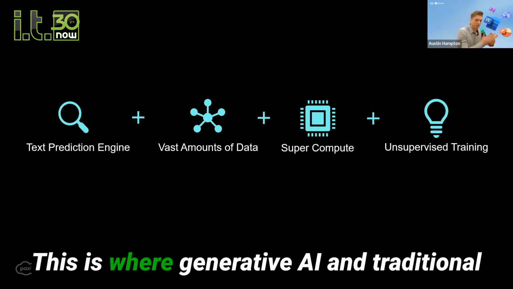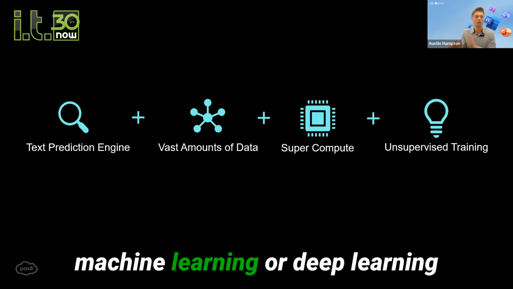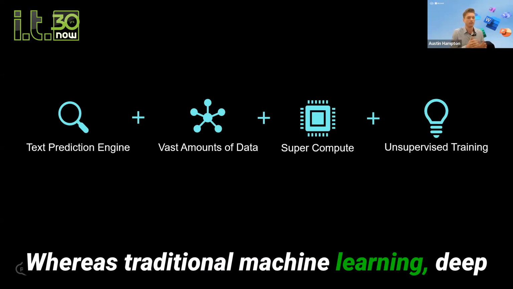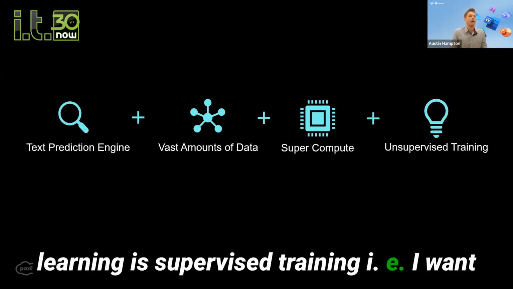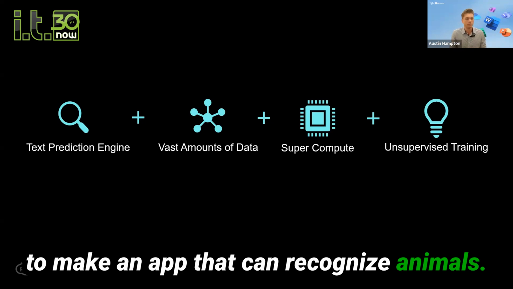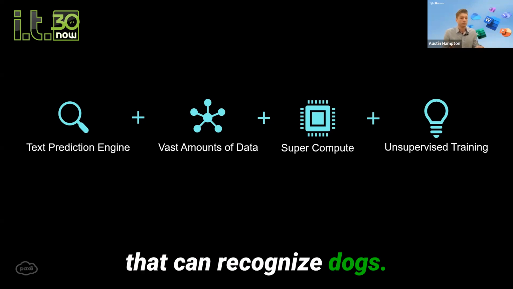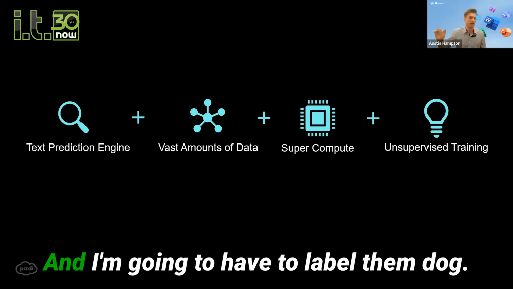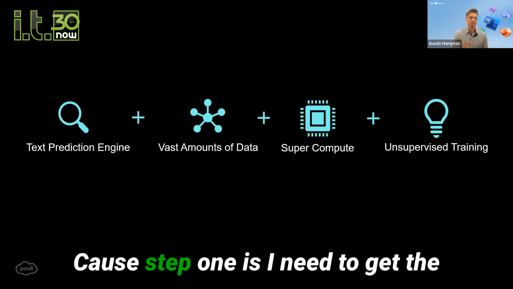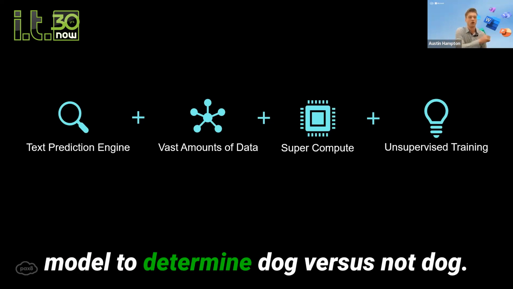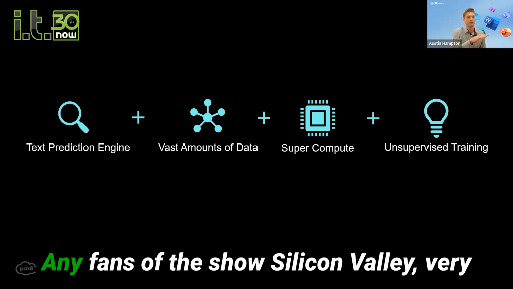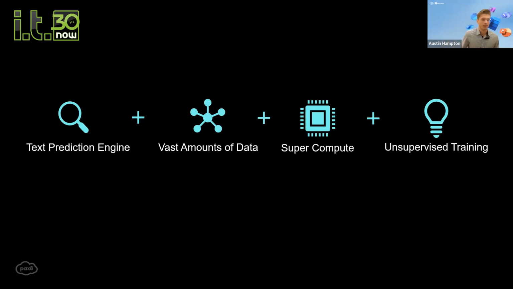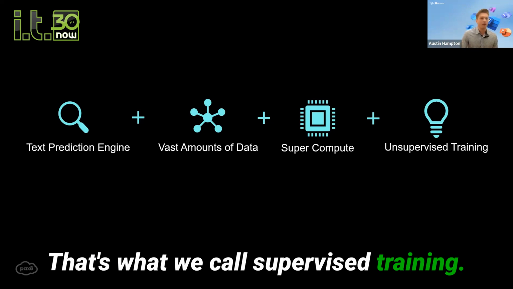This is where generative AI and traditional machine learning or deep learning as we know it has a big difference. Whereas traditional machine learning, deep learning is supervised training, i.e., I want to make an app that can recognize animals. I want to make an app that can recognize dogs. I'm going to have to scrape the internet for all the dog pictures ever, and I'm going to have to label them dog, because step one is I need to get the model to determine dog versus not dog. Any fans of the show Silicon Valley? Very similar to Jian-Yang's hot dog, not hot dog. That's what we call supervised training.